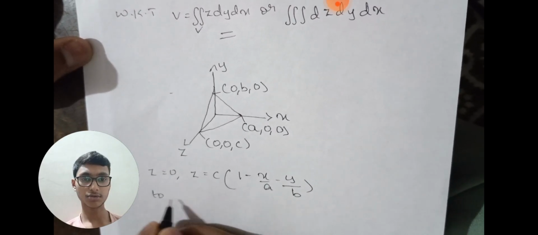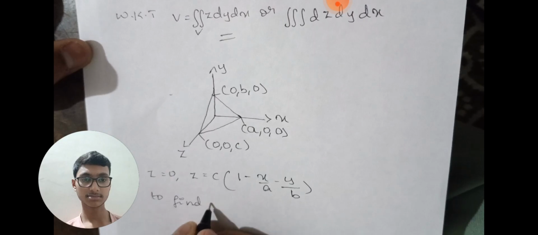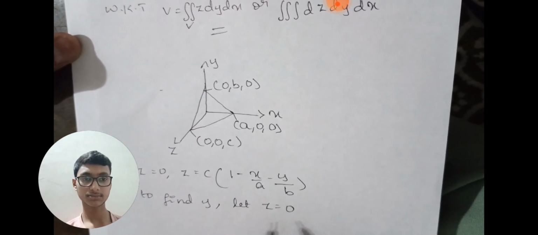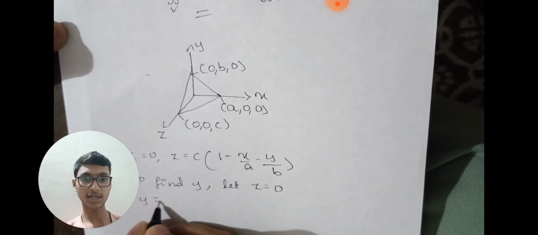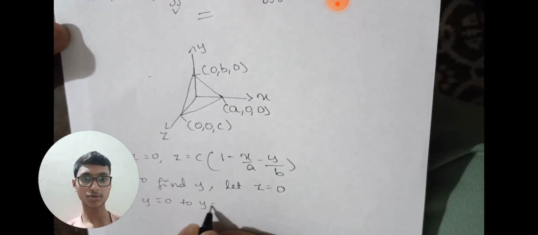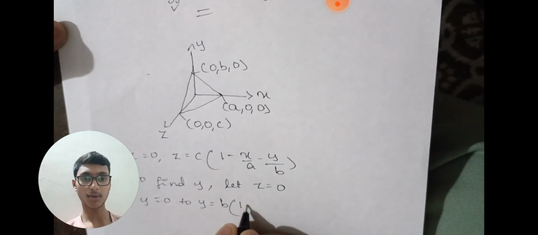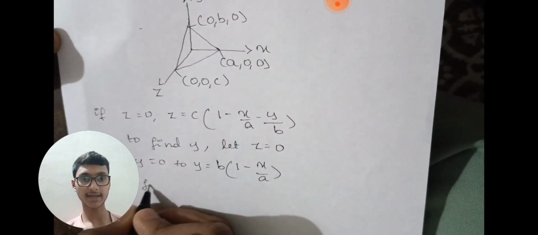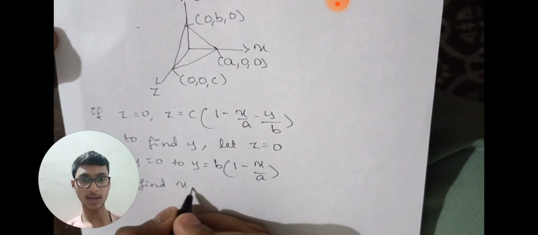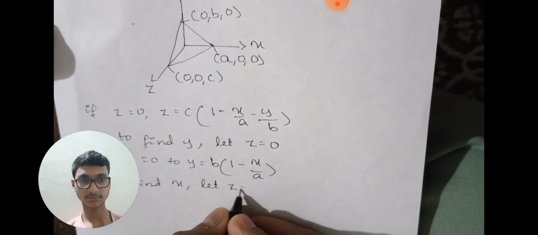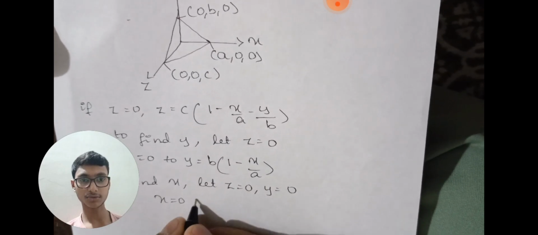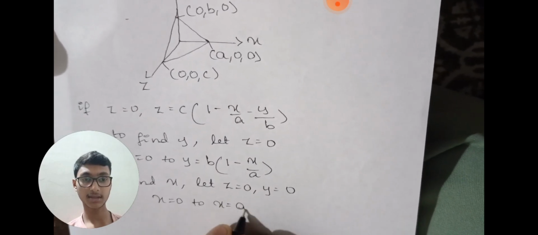Next, to find y, keep z equal to 0. So substituting z equal to 0, y is equal to 0 to y is equal to b of 1 minus x by a. Next, to find x, let z equal to 0 and y equal to 0. So x varies from 0 to a.